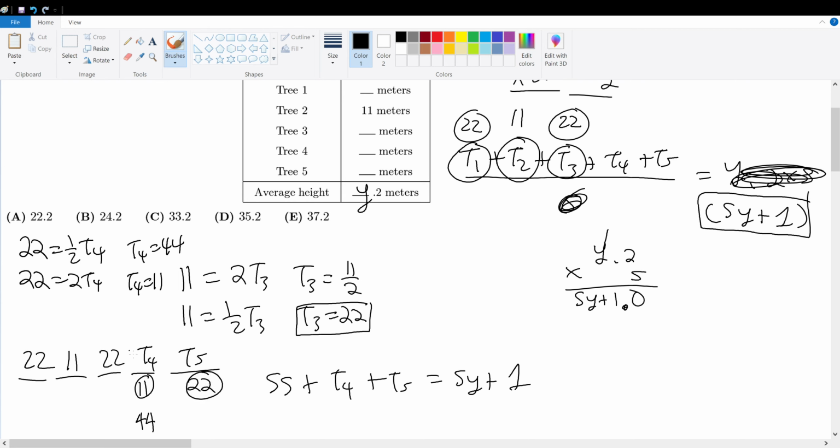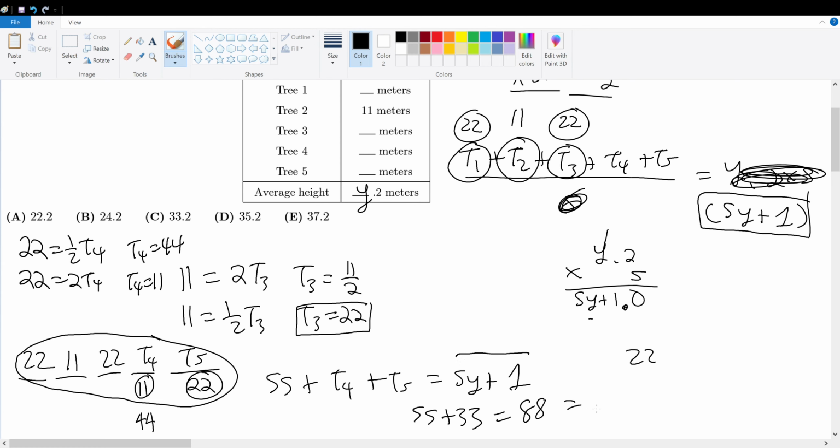And let's see if this possible arrangement works. Well, we have 55 plus 33, which is equal to 88. Let me just check my work. 22, yep, 88. So 88, do we have a term, 88, that can equal 5y plus 1? Well, 5y must equal 87, and therefore y is 87 divided by 5. y must be a whole number, so therefore this is a fraction. Therefore, when t4 is equal to 11, it will not work. In other words, t4 must be 44. It must be 44 in height.